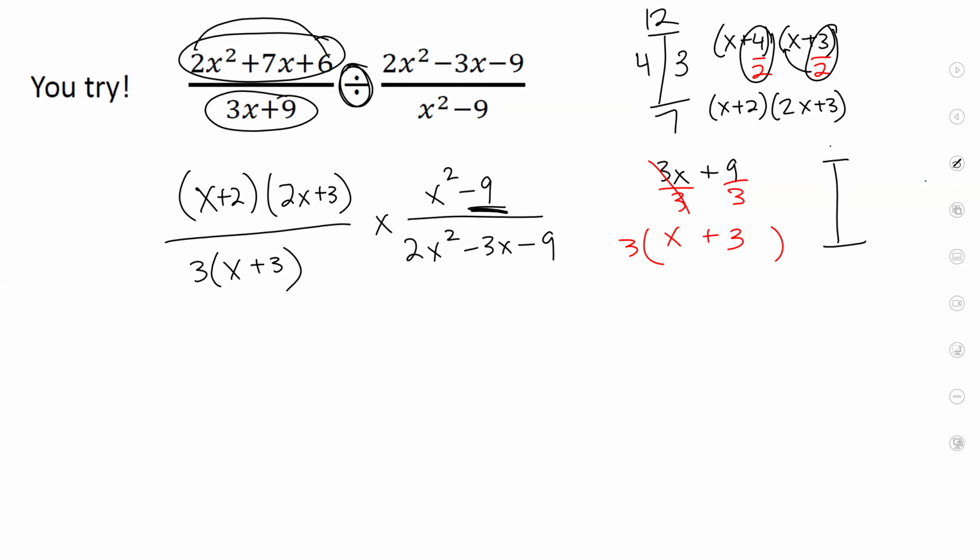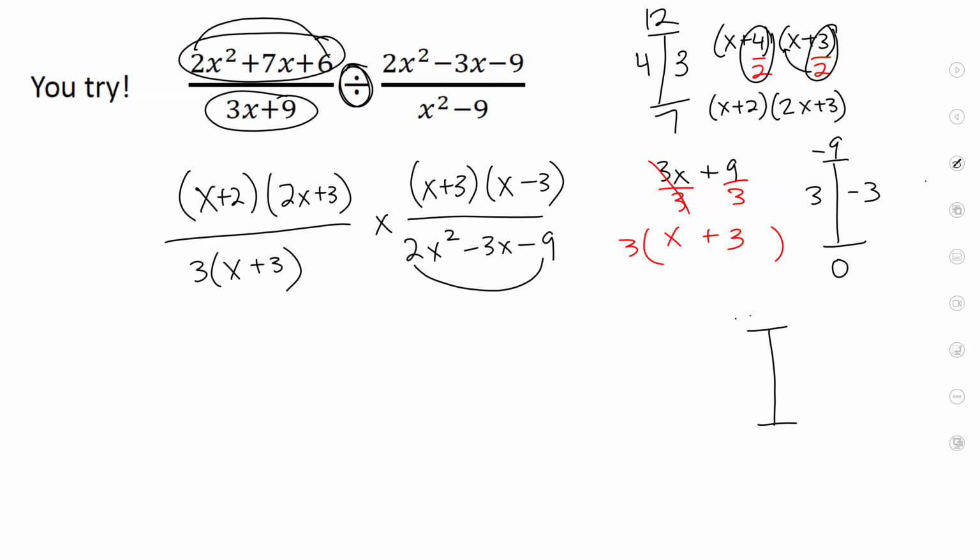I need negative 9 and 0. That's 3 and negative 3. So I'm going to rewrite this as x plus 3 and x minus 3. Then I need another eye chart for this denominator. 2 times negative 9 is negative 18, and I need them to add to negative 3. That's negative 6 times 3 is negative 18. If you add them, you'll get negative 3. So this will be x minus 6, x plus 3.